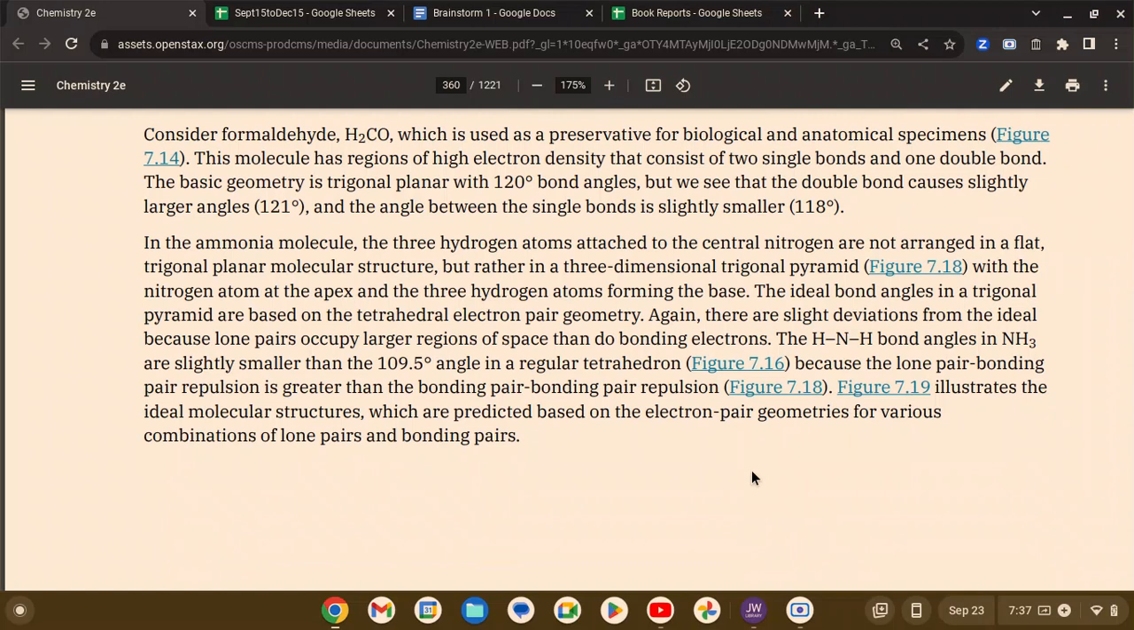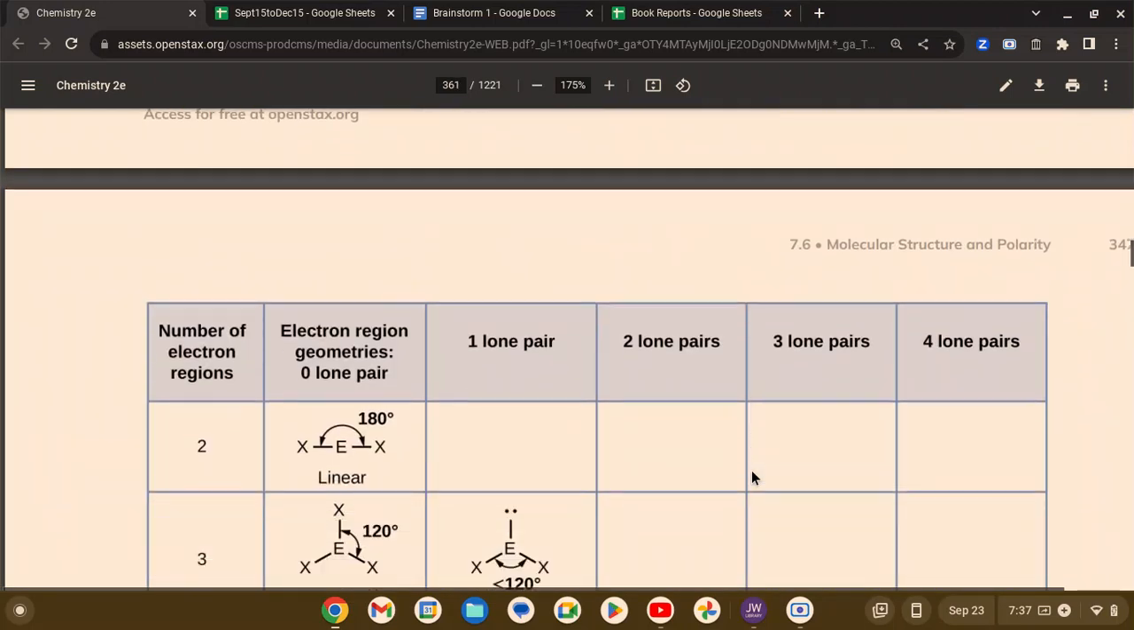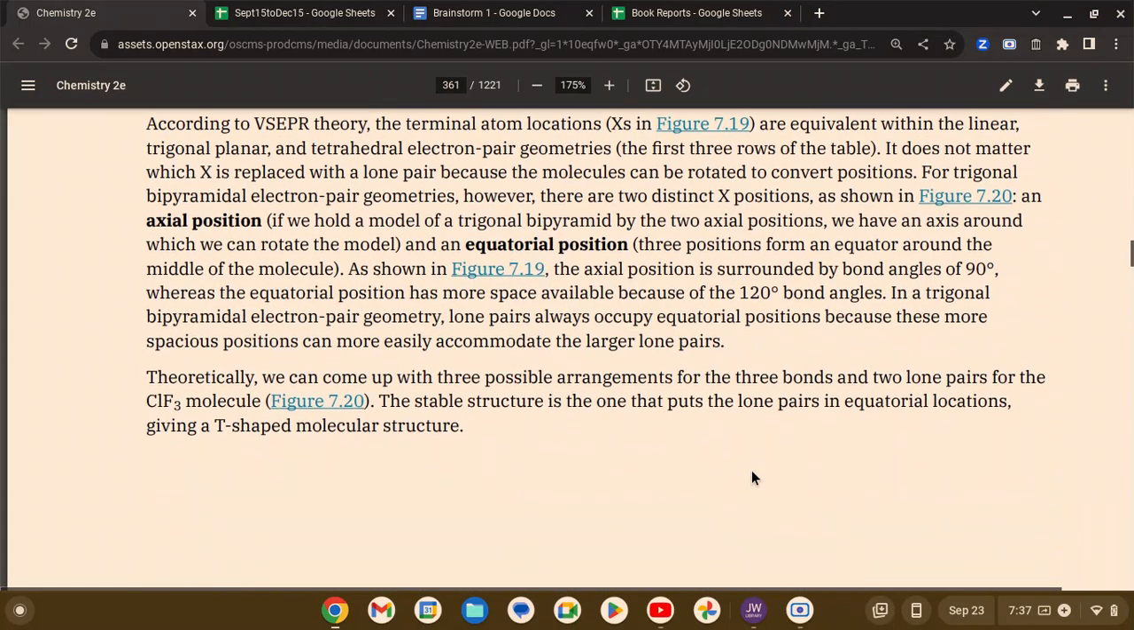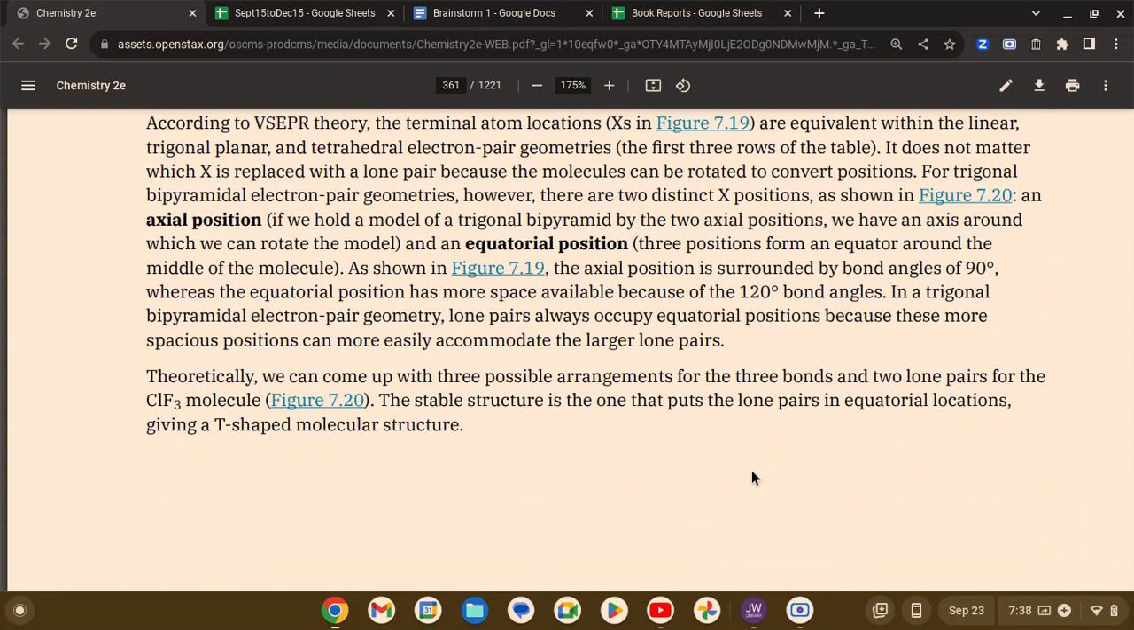Figure 7.19 illustrates the ideal molecular structures which are predicted based on the electron pair geometries for various combinations of lone pairs and bonding pairs. According to VSEPR theory, the terminal atom locations are equivalent within the linear, trigonal planar, and tetrahedral electron pair geometries, the first three rows of the table.